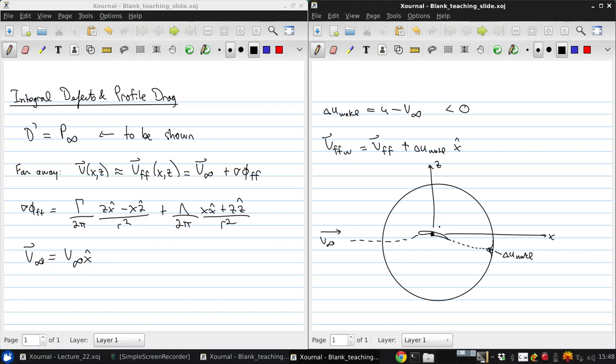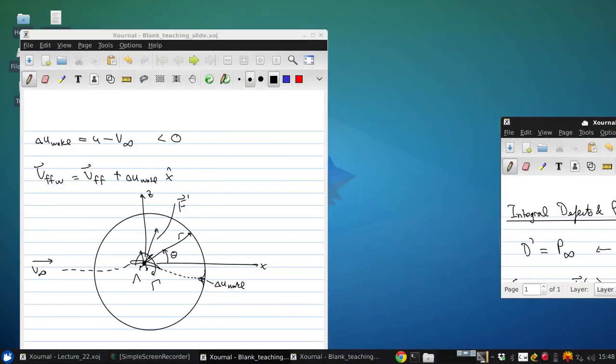Just going to add a few more things to this figure. So the circulation is gamma. There's a source, lambda. There's some net force, which is just the sum of the lift and drag. We'll just call it F prime. And the circle has radius R that we've drawn around it. And then this is the definition of positive theta. We'll come back to this circle and why I've drawn it in a few moments.